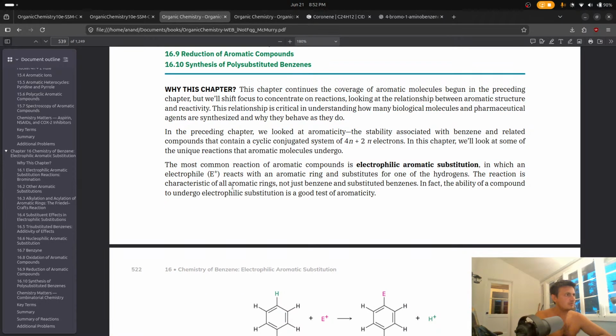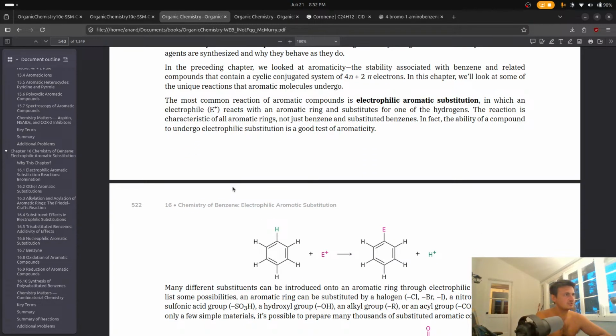The most common reaction of aromatic compounds is electrophilic aromatic substitution, in which an electrophile reacts with an aromatic ring and substitutes for one of the hydrogens. The reaction is characteristic of all aromatic rings, not just benzene and substituted benzenes. In fact, the ability of a compound to undergo electrophilic substitution is a good test for aromaticity.